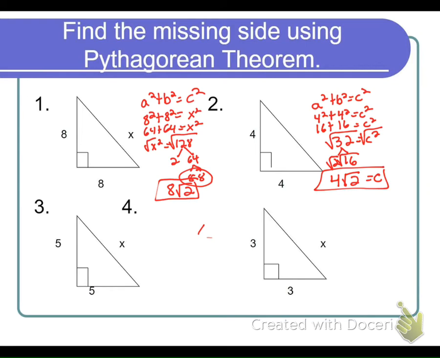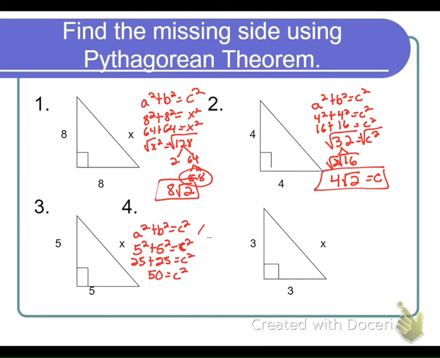Okay, our next one up. Would somebody like to volunteer to do that one? Chandler. Okay, so I'm going to write it again. A squared plus B squared equals C squared. Okay, what is your A? Yep, 5 squared. What's your B? Okay, what's your C? C squared or X, either one. Okay, what's 5 squared? We're going to add those together. What do you get? Okay, 50 equals C squared.